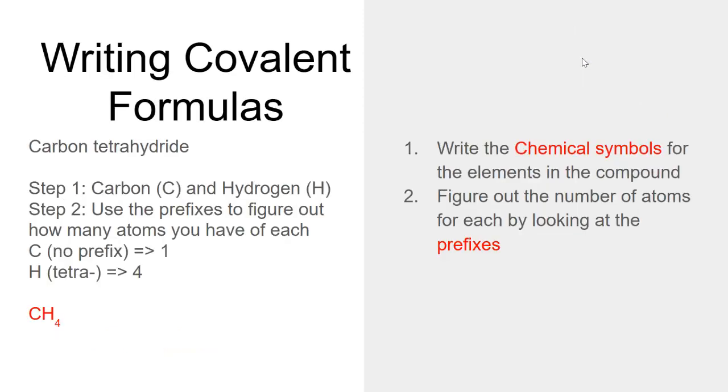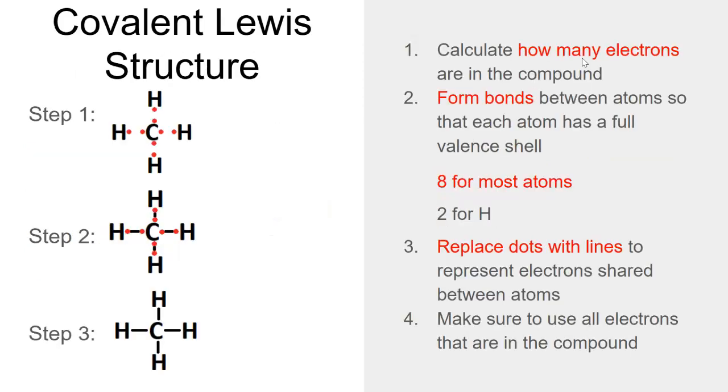When writing covalent formulas, if you already know the name, it makes it very simple if you know your prefixes. All you have to do is write the chemical symbols for the elements in your compound, and then you figure out the number of atoms by looking at the prefixes. For example, in carbon tetrahydride, the carbon had no prefix, so we know that there's only 1. The tetra in front of the hydride, tetra means 4. So our formula is CH4.